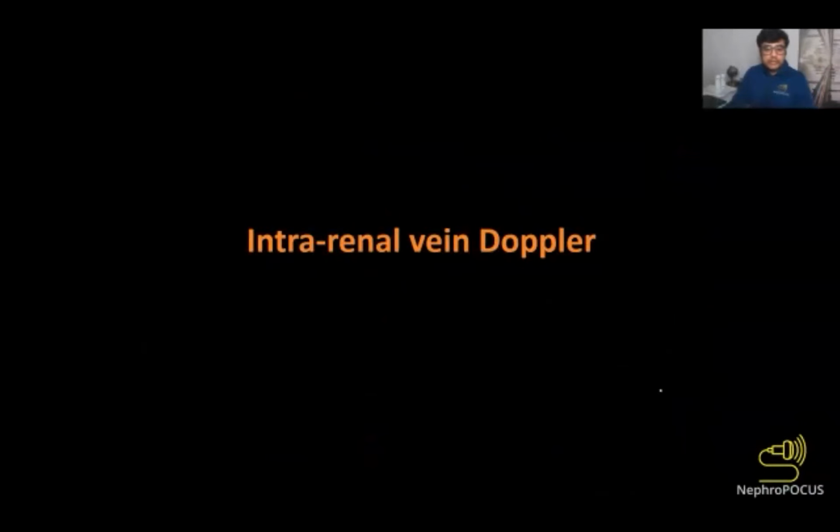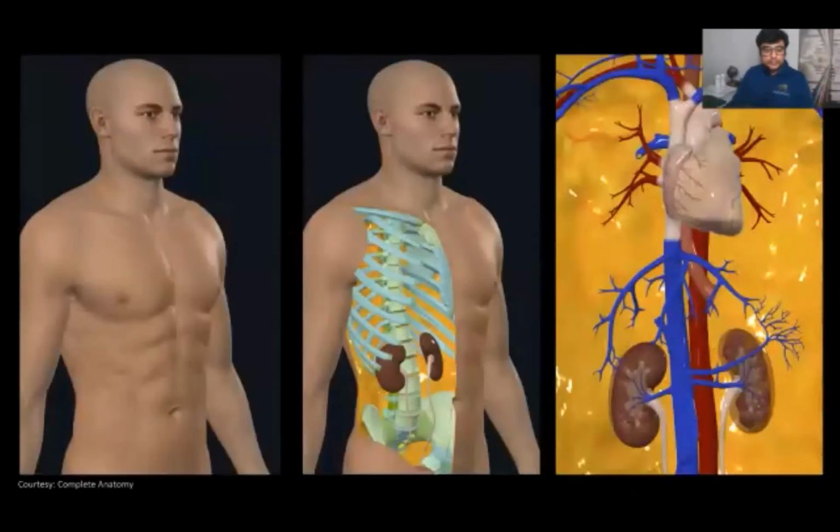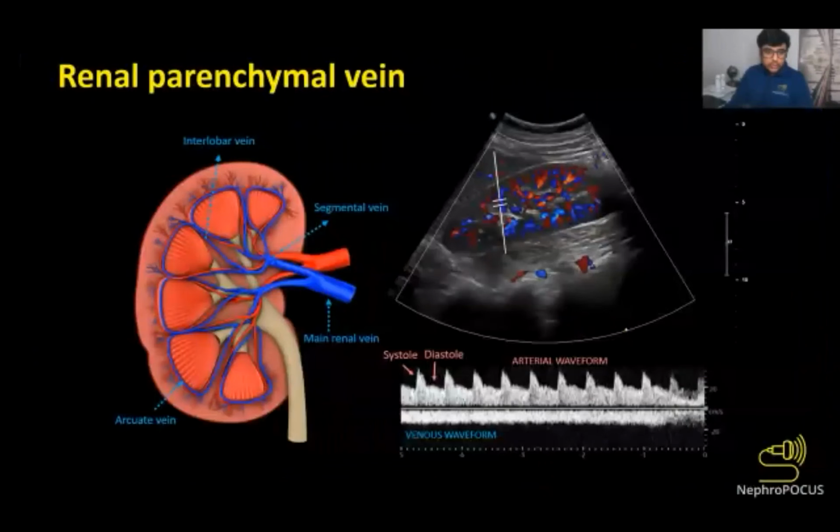And the last waveform is intrarenal venous Doppler. And kidney ultrasound is relatively easy to perform, but the Doppler might not be, because the patient is breathing and the kidney is moving up and down. So you might not be able to localize the Doppler gate on a particular vessel of interest if the patient is not able to control the breath.